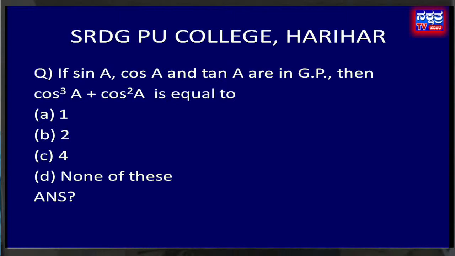What's the next question? If sin A, cos A and tan A are in GP, then cos cube A plus cos square A is equal to option A 1, option B 2, option C 4, option D none of these. Watch the board.